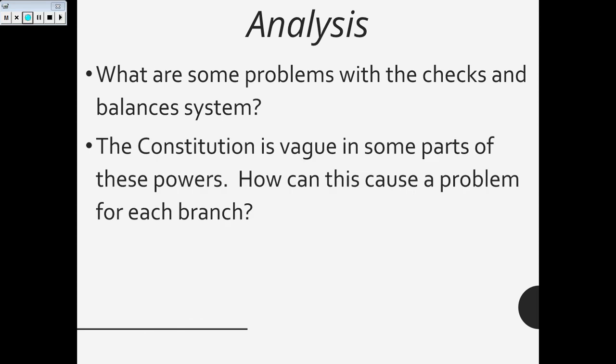Also, another point here, the Constitution is vague in some parts, so how can this cause a problem for each branch? Sometimes the president could propose executive action, and he didn't know, because of some vagueness, that he's out of line with the Constitution. So the Supreme Court could rule, well, if you look at this article or this amendment, it actually is in contradiction, so it could be deemed unconstitutional. Or if the legislative branch puts forward a law that's not exactly in black and white, but in more of a gray area, the Supreme Court could rule that law unconstitutional.